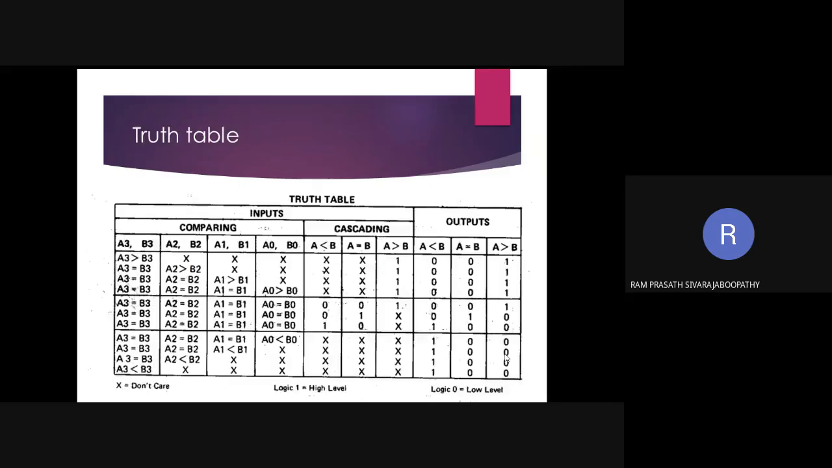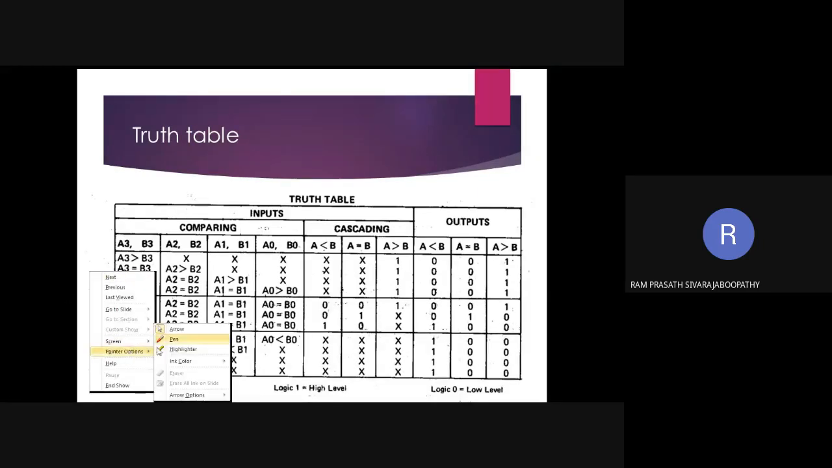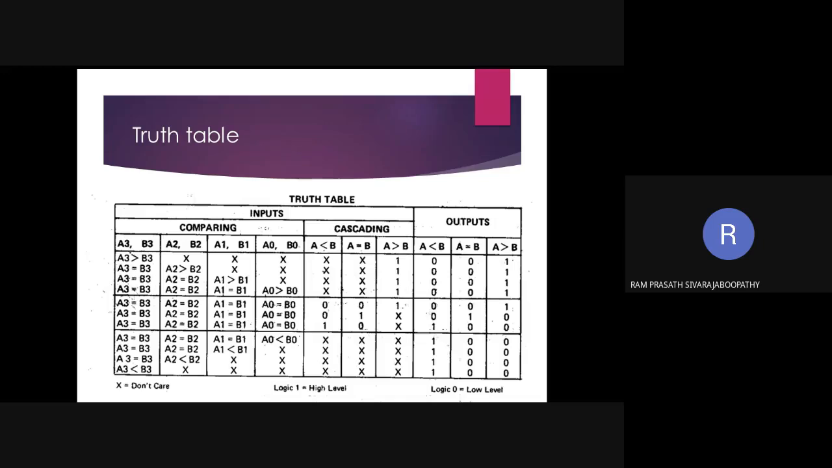So this is the truth table we are going to verify. We said the comparison happens bitwise. Correct? Compare A3 and B3, and if A3 is greater than B3, the remaining bits need not be compared.